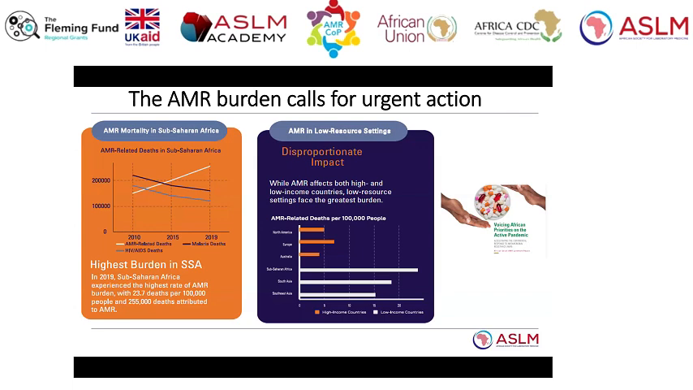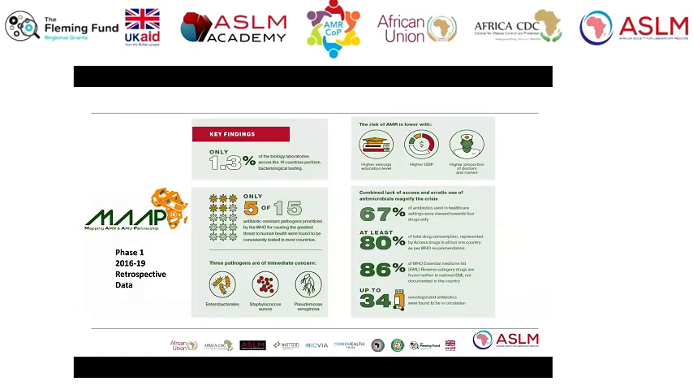Also, in the context of low resource settings, antimicrobial resistance, though a global issue, really does impact low resource settings the most, which then face the greatest burden. So one of the first African continent large-scale AMR surveillance exercises that was conducted was through the Mapping Antimicrobial Resistance and Antimicrobial Use Partnerships Phase 1 project.